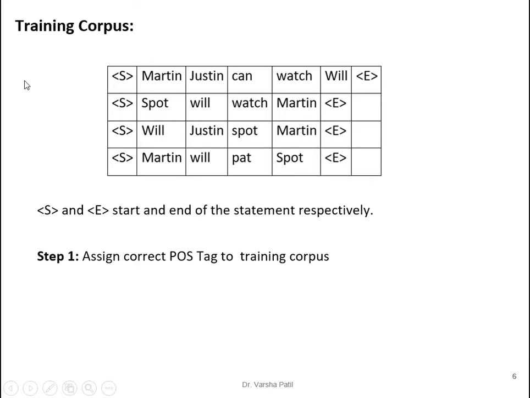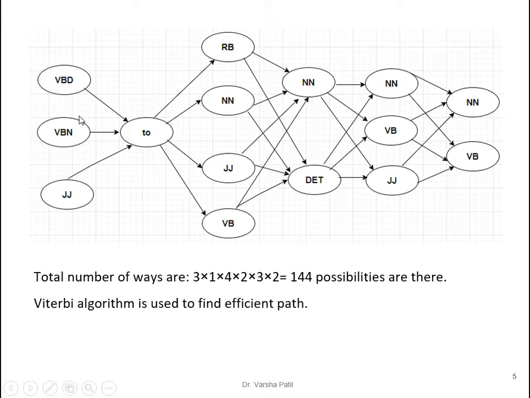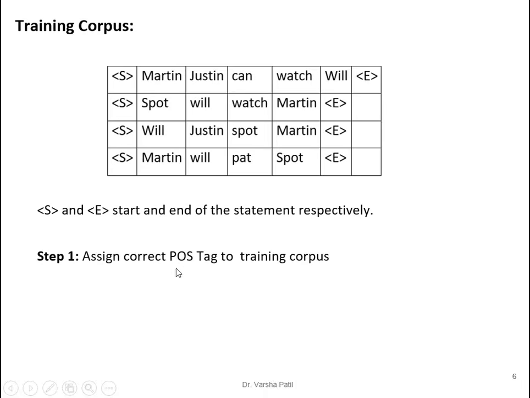Now we will solve the problem. We will start the problem from scratch, starting with the training corpus, and we can find out that at every step the Viterbi algorithm will find the efficient path rather than checking all those possibilities.